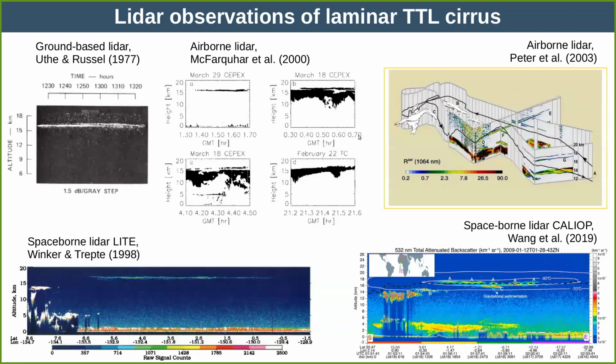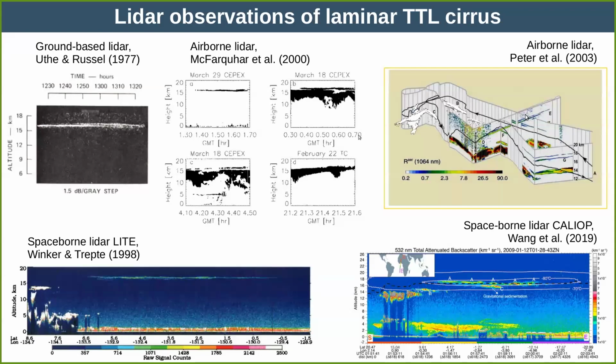So here is a brief and incomplete overview of different types of LiDAR observation of laminar TTL cirrus. As far as I know, the first observation of such clouds was reported in 1977 by Uthe and Russell from a ground-based LiDAR in the Western Pacific Ocean. Such clouds have been observed from airborne LiDAR during different campaigns. Here are from CEPEX campaigns and TOGACOR campaigns. On the right are observations from the APE-THESEO campaign.